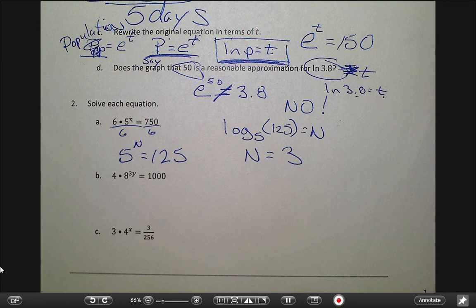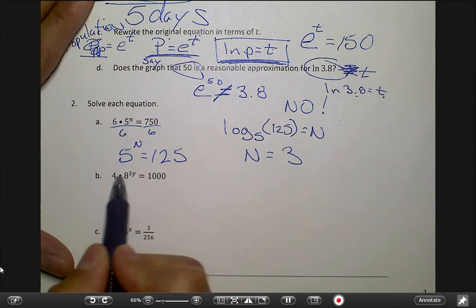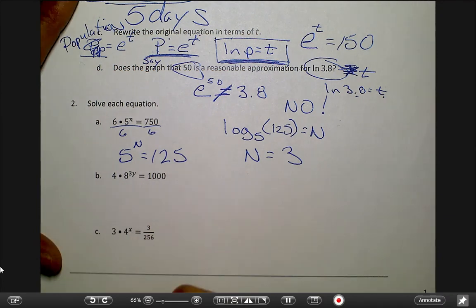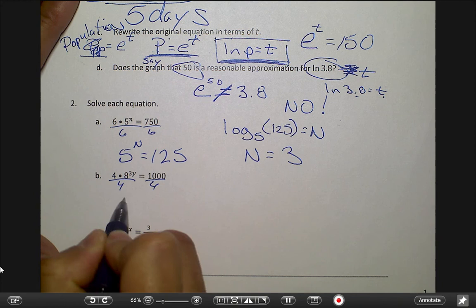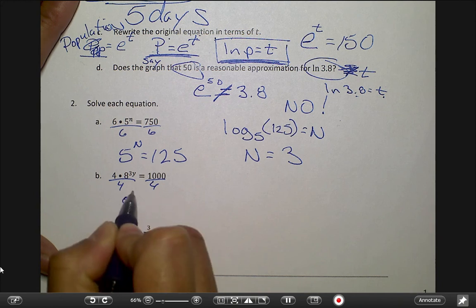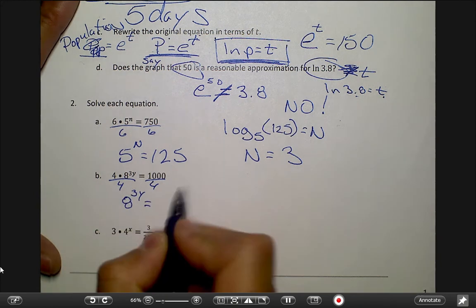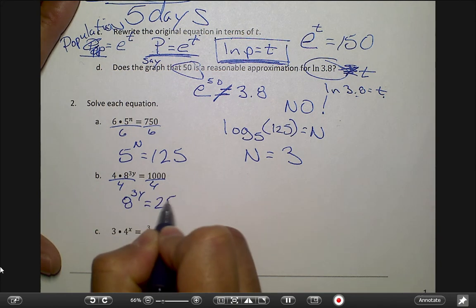Let's take a look at this next one. Same steps. So, what am I going to do to try and work on that? Divide by 4. Very good. 8 to the 3y is equal to 250.